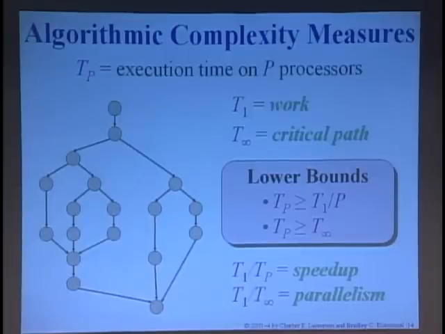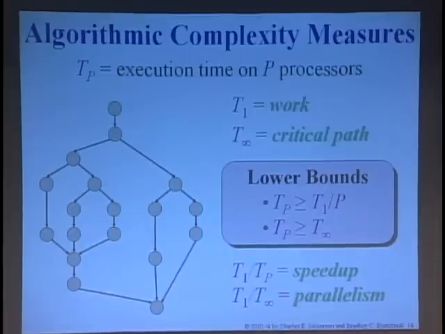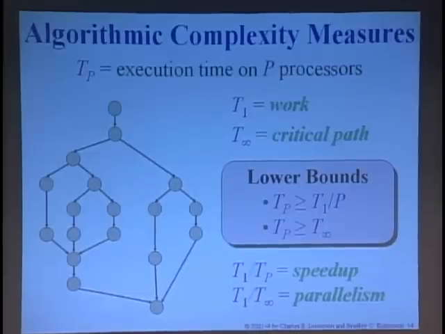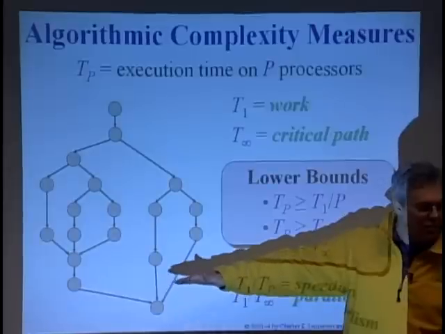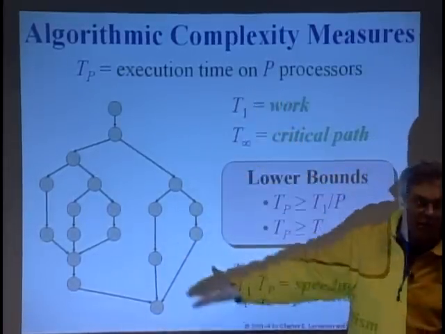18 over 9. You said that T1 was what? 18. T infinity is 9. So on average, if you had an infinite number of processors and you scheduled this as greedily as you could, it would take you 9 steps to run, and you would be doing 18 things worth of work. So on average, there's 2 things to do.